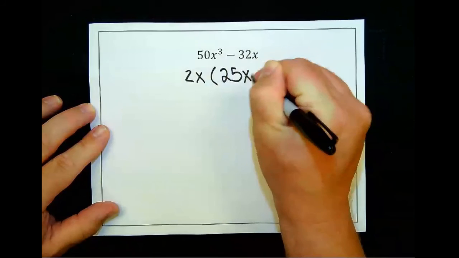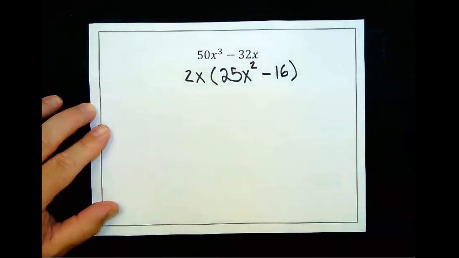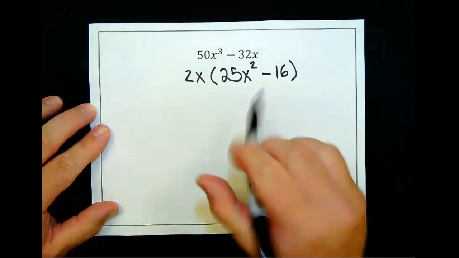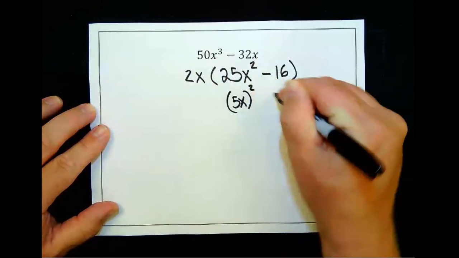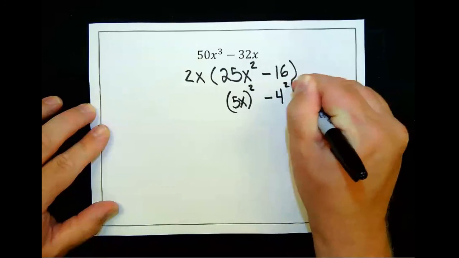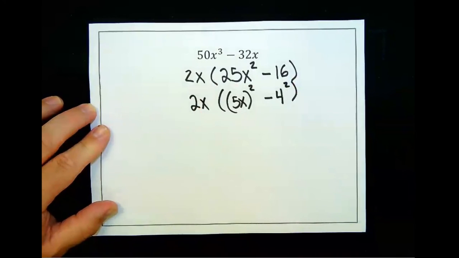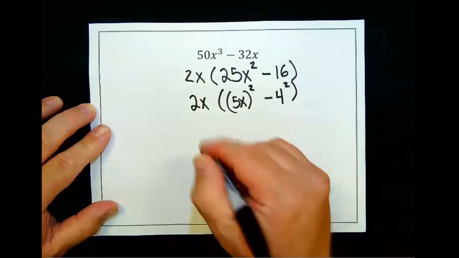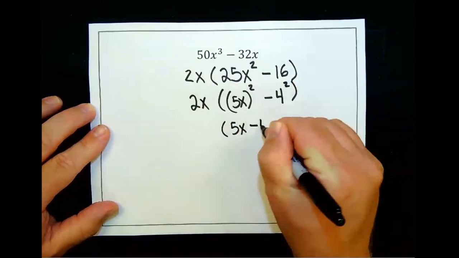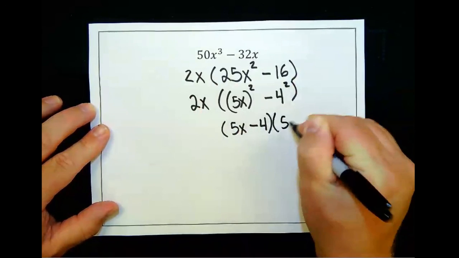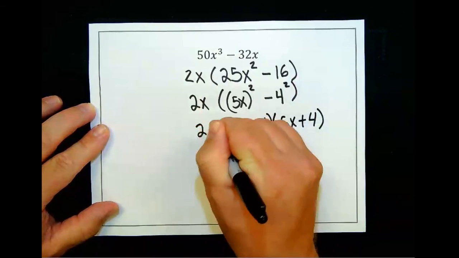That leaves me a 25x squared minus 16. Well, now this I can write as 5x squared minus 4 squared. Let's not forget about our friend here, 2x hanging out. Then I've got my terms. So 5x minus 4, 5x plus 4, and let's not forget about the 2x that goes out in front.